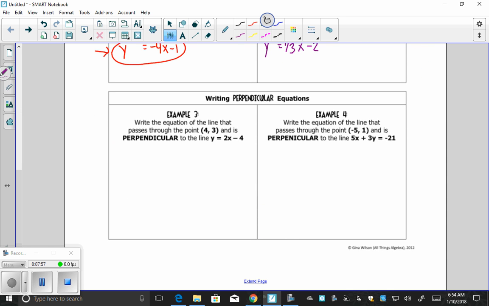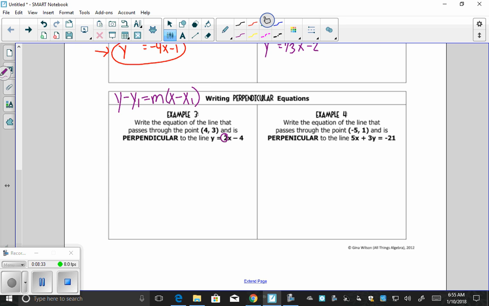Perpendicular equations. Write the equation of the line that passes through the point 4, 3 and is perpendicular to the line y equals 2x minus 4. Here again, you still need this equation: y minus y1 equals m parentheses x minus x1. The only difference is when you pull out the slope, you have to make it negative reciprocal.